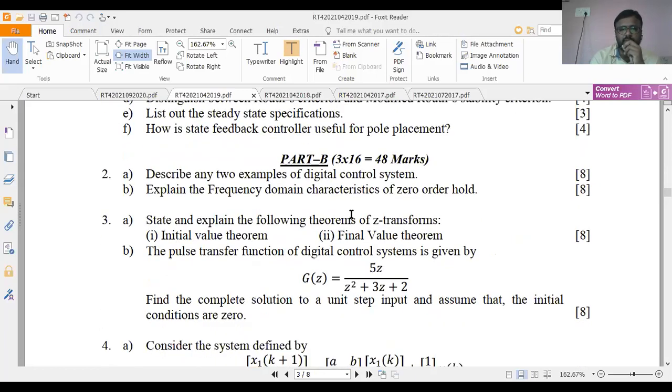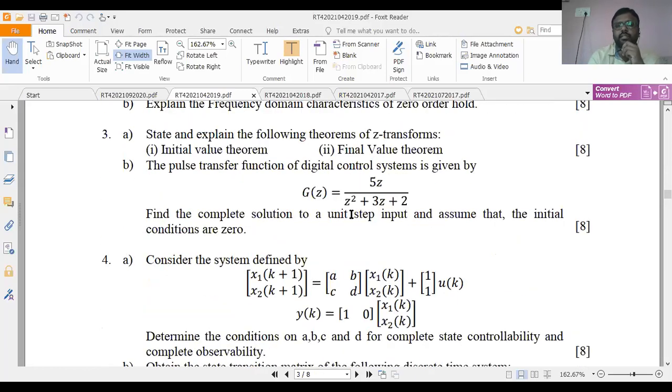And coming to the essay question, state and explain the following theorems of the Z transform, that is the initial value theorem and final value theorem. That means we have to derive the expression for f of 0 and f of infinity. After that, he has asked us to calculate the pulse transfer function of the digital control system given by G of z. Find the complete solution to the unit step input and assume that initial conditions are 0.